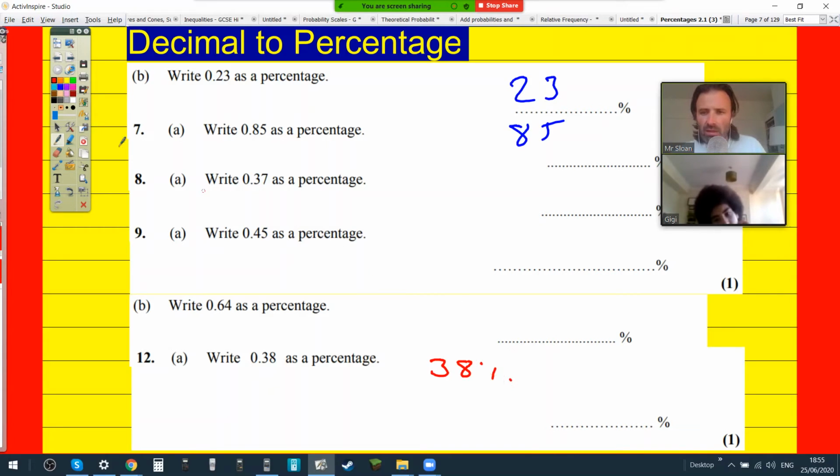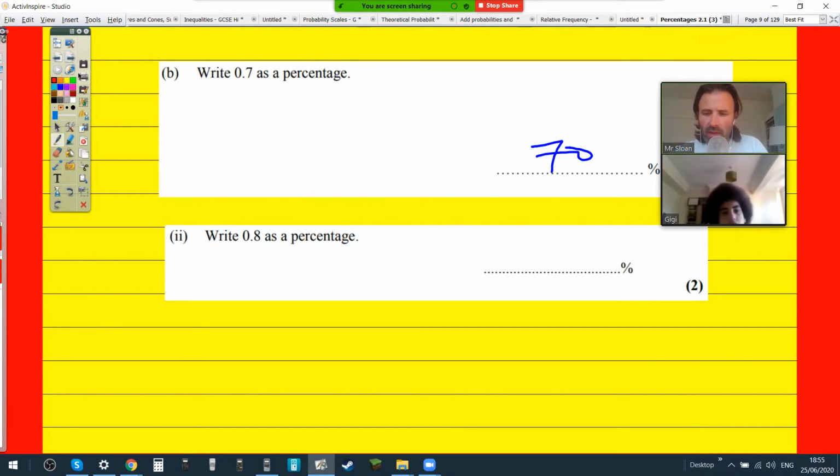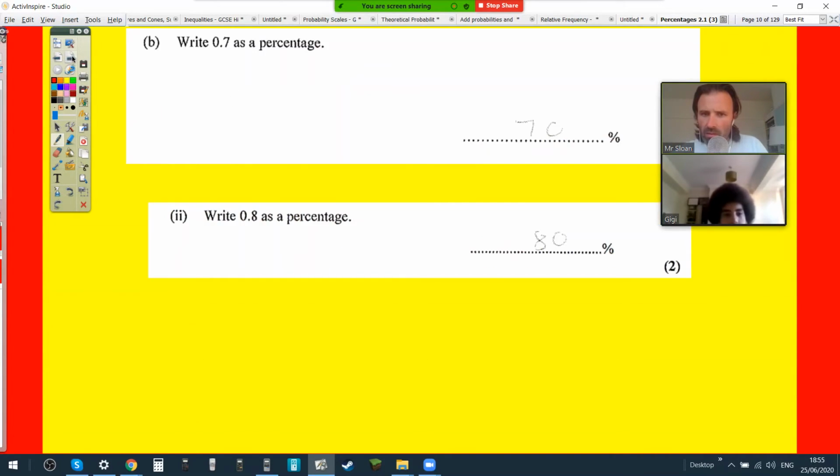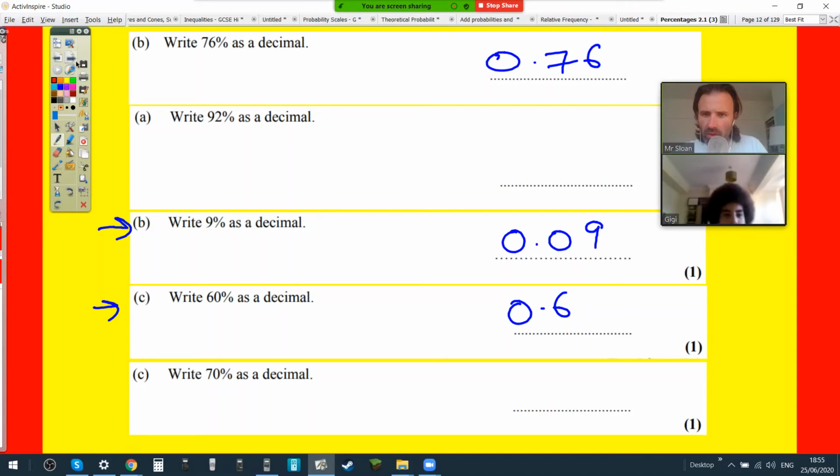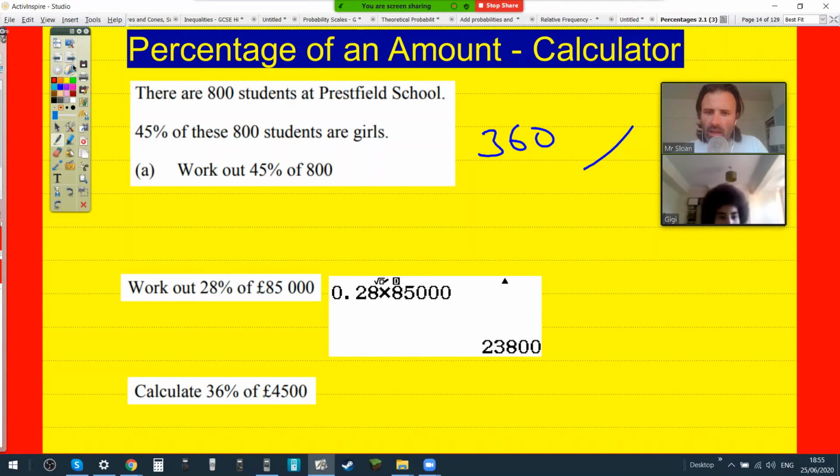38%. Fine. Last one. 80%. This one. 0.92. Last one. 0.7. So, last one, calculator.